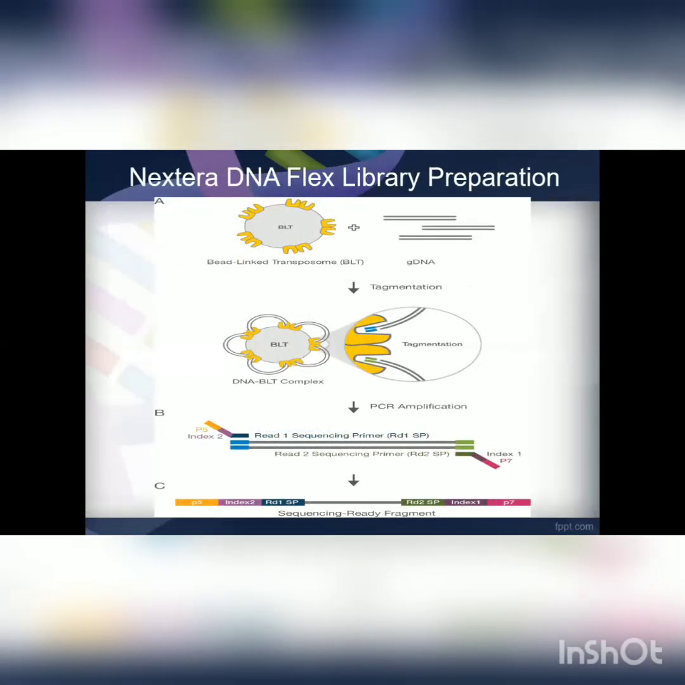Now coming to the Nextera DNA Flex library preparation, this uses a bead-linked transposome. So the genomic DNA then binds to this bead-linked transposome and results in the formation of a DNA BLT complex. The enzyme called transposase tagments the DNA as before, as I explained before what tagmentation is, and this is followed by PCR amplification. This fragment then has the necessary segment of DNA to be sequenced.